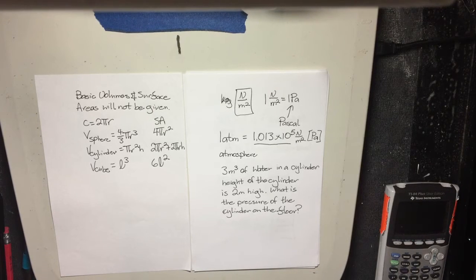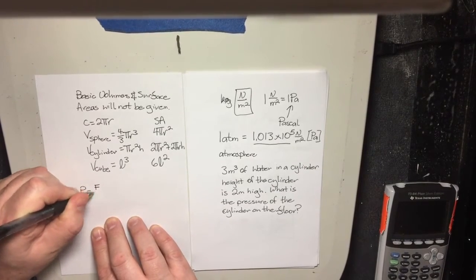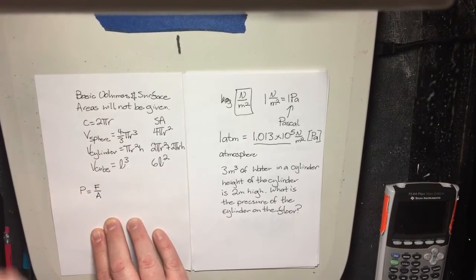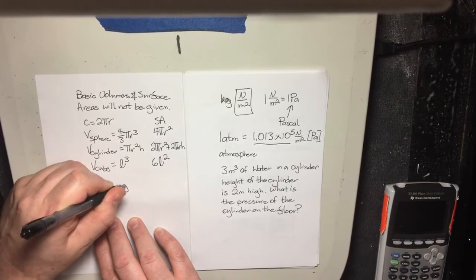So for this situation, pressure is force divided by area. Now the force is mass times gravity.